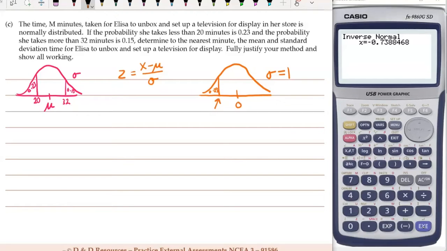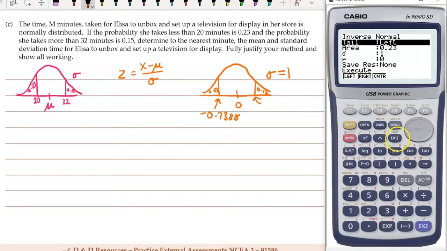So this value just here, minus 0.7388. Now for the 0.15 on the other end, let's just change that around. We've got a tail on the right. The area is 0.15. Mean and sigma haven't changed.